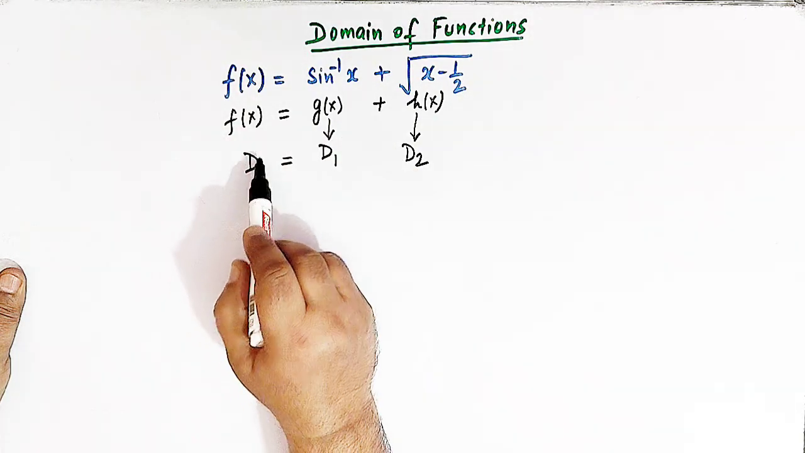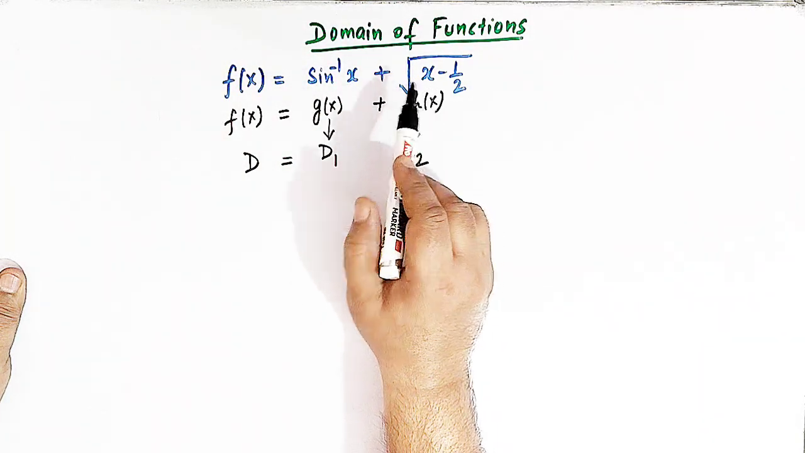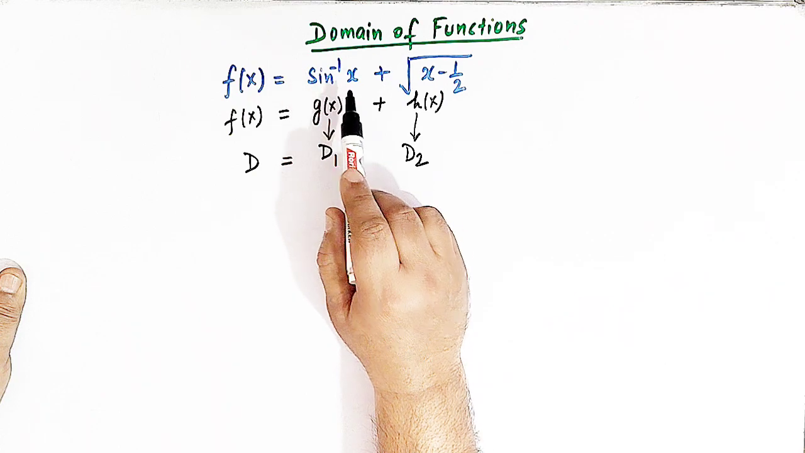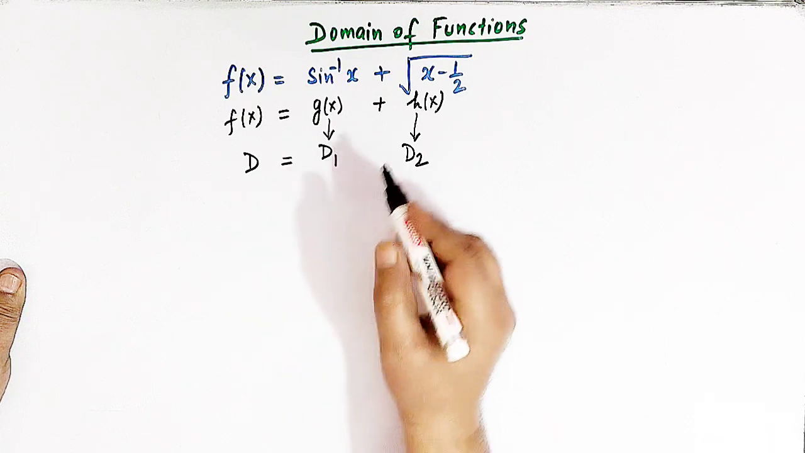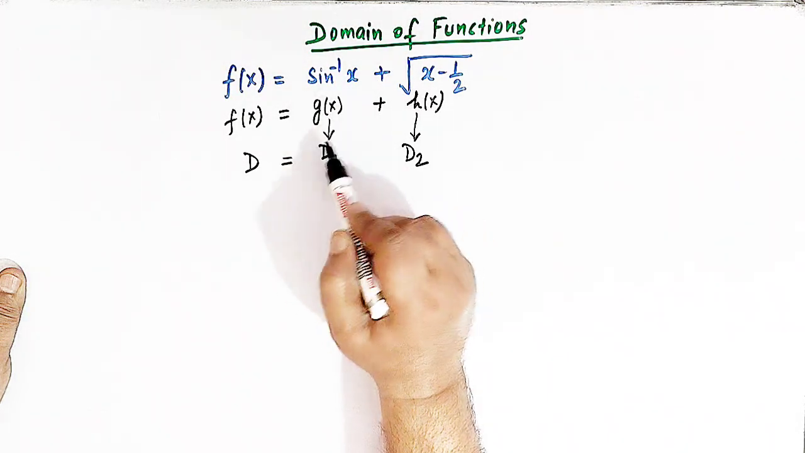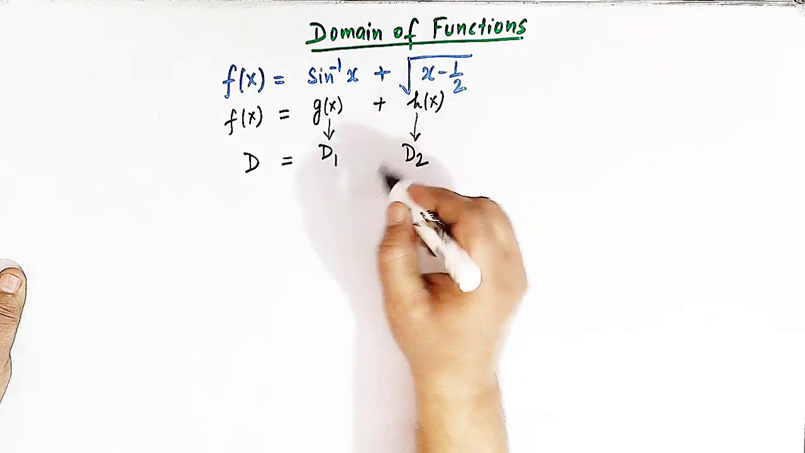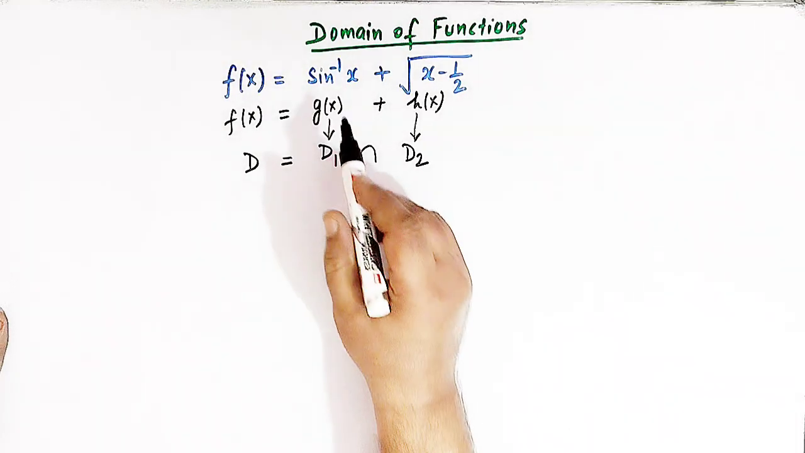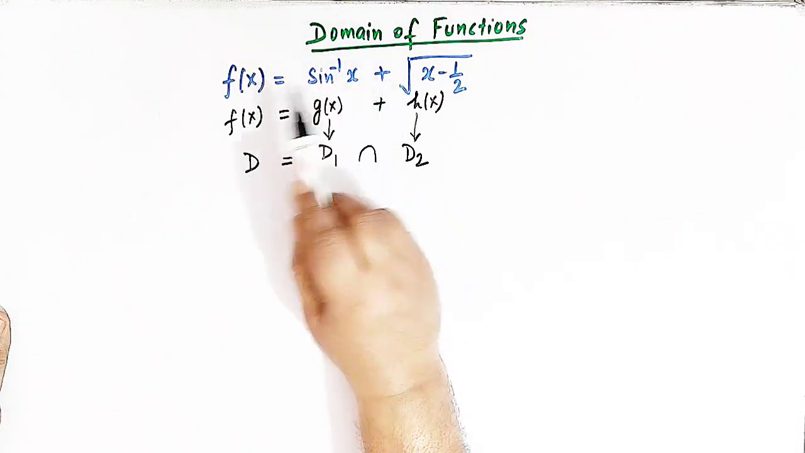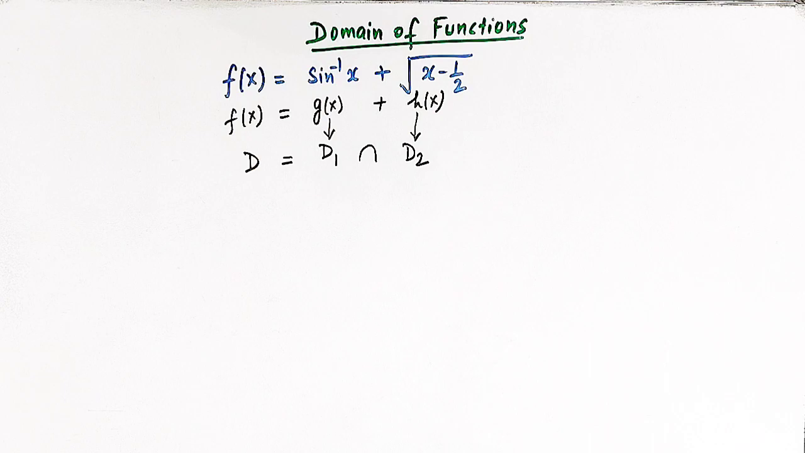So the domain of f of x is given by the common values of x which satisfy sine inverse x and square root of x minus half simultaneously. First we find the domain of this function, then the domain of this function, and then we take the intersection of these two domains. This is the concept behind finding the domain of a function which is expressed as a sum of two or more functions.